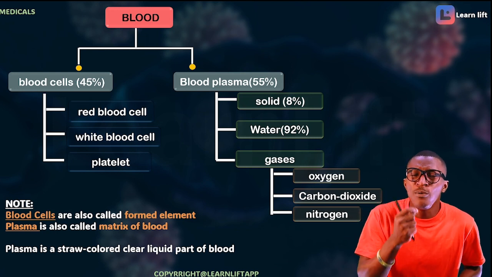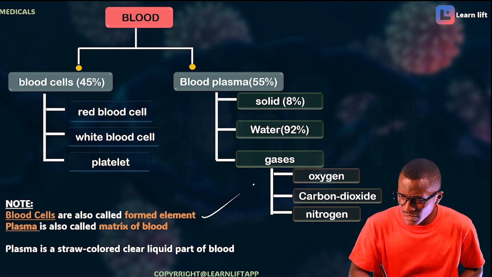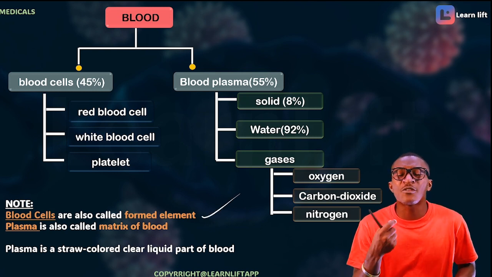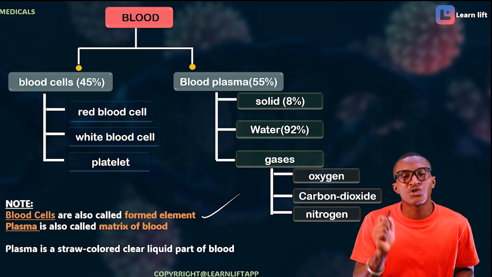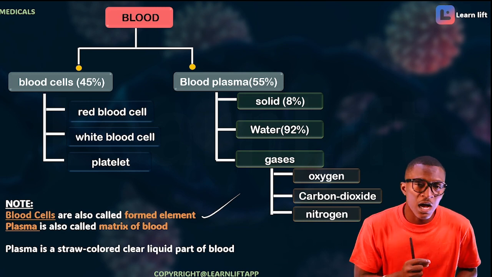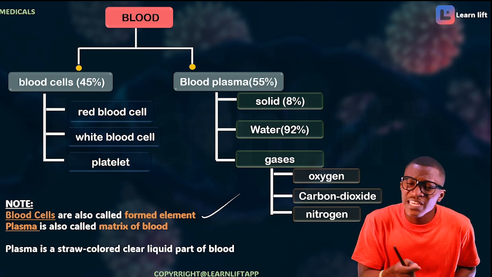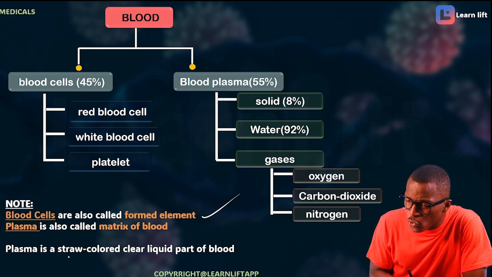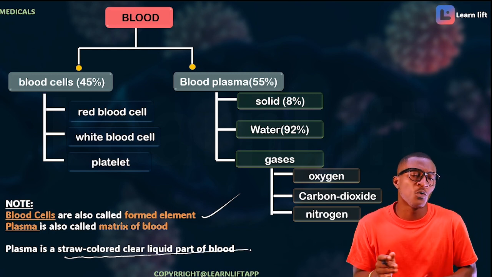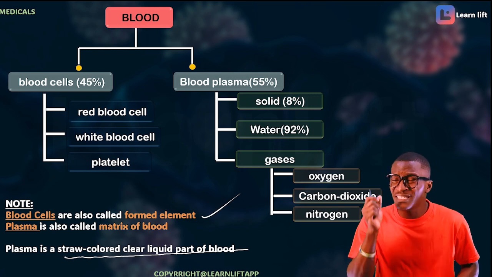Take note that your blood cells are also called formed elements. Please pass questions: when they ask what are the elements, they are talking about your formed elements, which are your blood cells. If they ask you what is the matrix of blood, they are talking about your plasma. So blood cells are also called your formed elements, and your plasma is also called your matrix. Now take note that plasma is a straw-colored clear fluid part of blood. What is it called? Your plasma. It is a straw-colored clear fluid part of blood. Please take note of that.